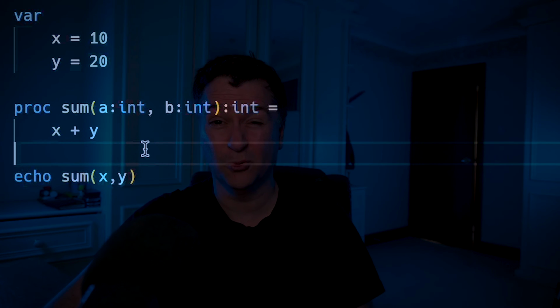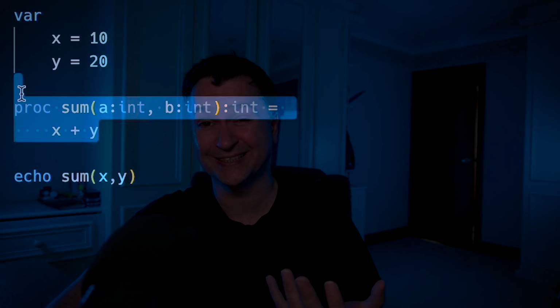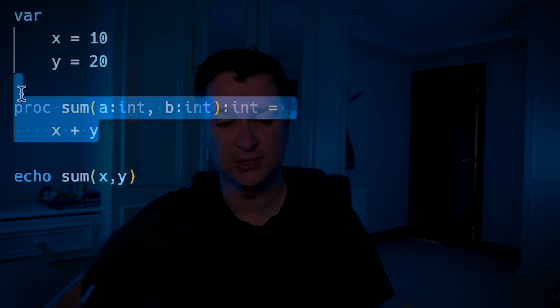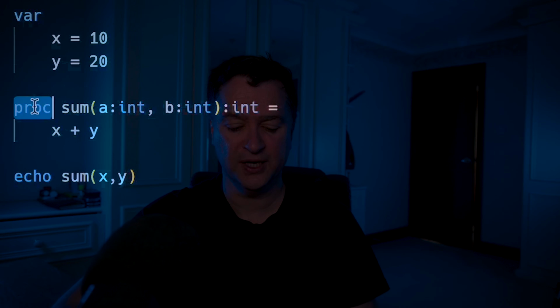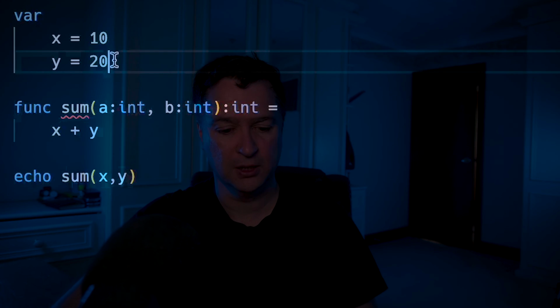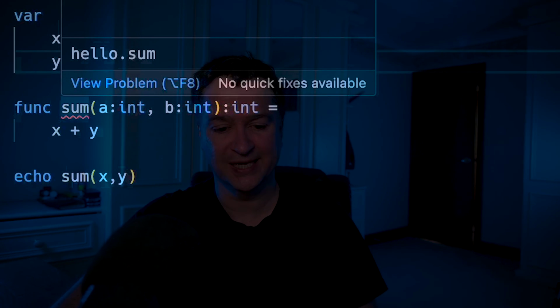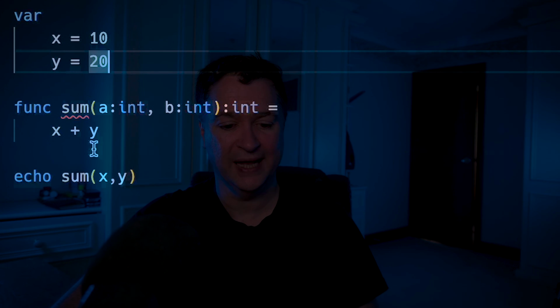This is not a pure function. The reason it's not a pure function is that there are side effects. There is something going on in this function that is accessing stuff that's not purely within the scope of this function. And that's the difference between a proc and a func. So if I turn that proc into a func, you see I'm going to get an error. It's saying the sum can have side effects, and that's because I'm accessing the x and the y.